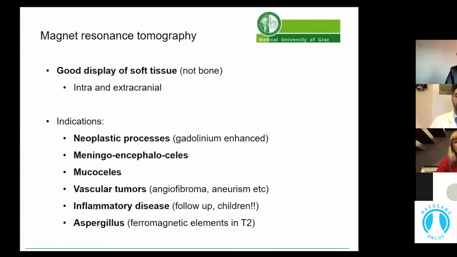When do we use MRI scans? Of course, the advantage is that we have a good display of soft tissue. We use it mainly in neoplastic processes, in meningoencephalocele, mucoceles, vascular tumors, sometimes inflammatory disease, especially in the follow-up of children, and some rare cases where we use it also in fungal disease.